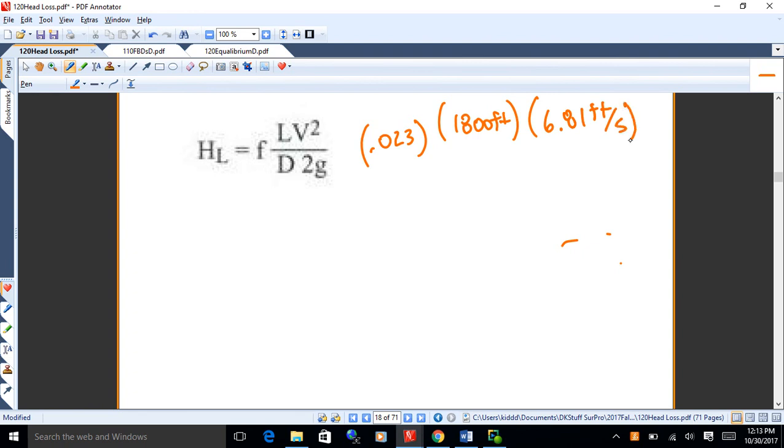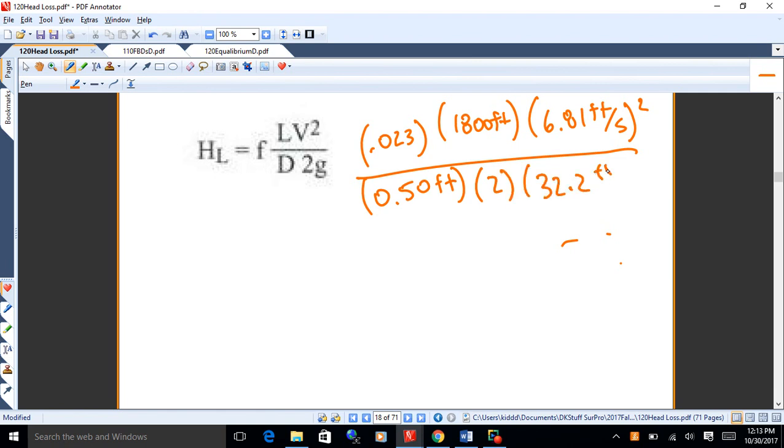6.81 feet per second. We square that. And then we divide that by the diameter of the pipe. You got to remember to keep that in feet, though. So that's half a foot. 2 is 2. G is 32.2 feet per second squared. There we go. And then we run the numbers, and we'll get the head loss for that run of pipe. And I'm getting about 59.6 feet.